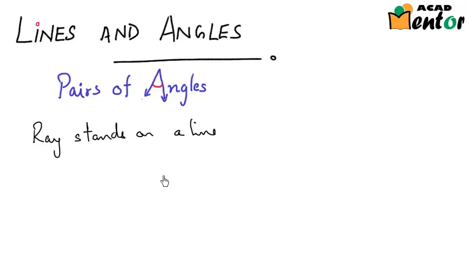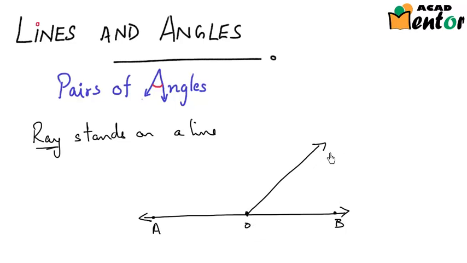Now what do we mean by this? Let us first draw a line. If you remember, a line was a one-dimensional figure which could be extended in both directions. Let me call this line AB. Alright. Then let's look at a ray which was standing on this line. So if this was point O and this is our ray OR, then OR is a ray which stands on this line. Now this ray could have been in any direction.